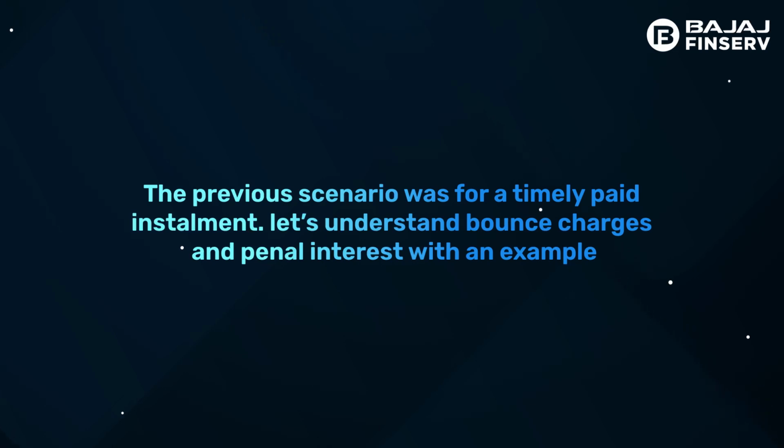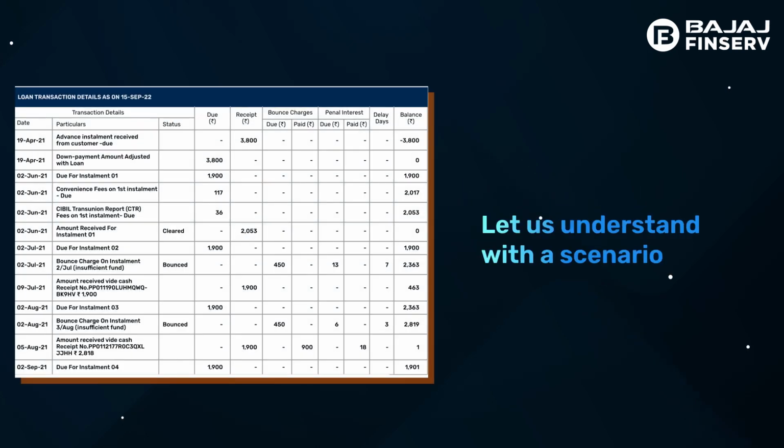In the previous scenario, we saw a statement that was from a customer who paid their installment on time. Let us take a look at a scenario to make the understanding of loan transaction details better. In this scenario, during the second installment in the month of July, the installment due was Rs 1900. However, it was bounced, due to which bounce charges of Rs 450 was levied on 2nd of July.